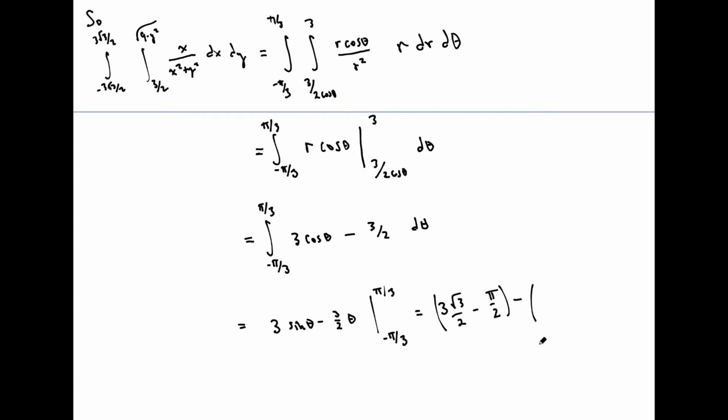Minus, then I plug in negative pi over 3. Sine of negative pi over 3 is negative root 3 over 2. Minus 3 over 2 times negative pi over 3. I could turn that into a plus here, and then I get pi over 2. And then if I can simplify this in my head correctly, this is like this plus this, which is 3 root 3. And the negative pi over 2 minus pi over 2 is minus pi. And up to possible computational mistakes, we are done.